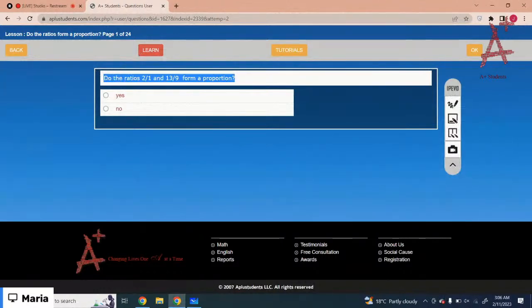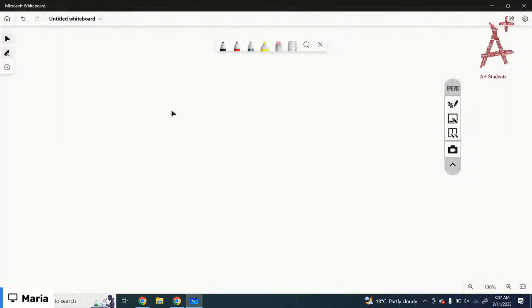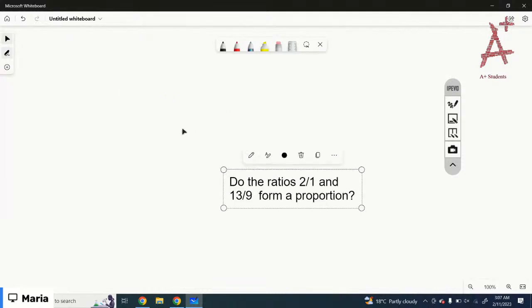Okay, so we can see if the fractions form a proportion. You just have to compare them. You have to compare both the fractions. So to compare, you have to make their denominators same.